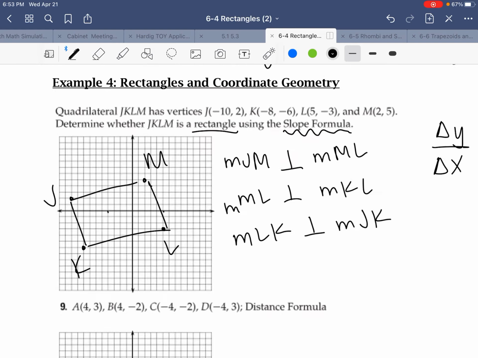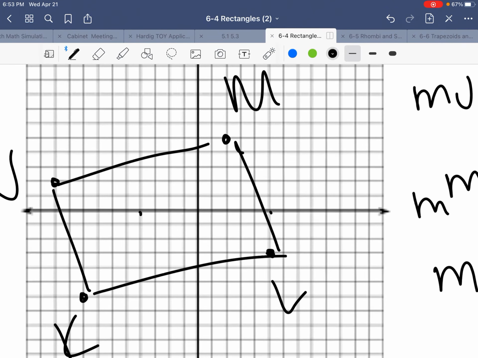So I'm going to zoom in very quickly so we can see this better. And between J and M, I'm increasing by 3 for the vertical axis. And then for the horizontal axis, I'm increasing by 12. So that slope would be 3 over 12, which would equal 1/4.